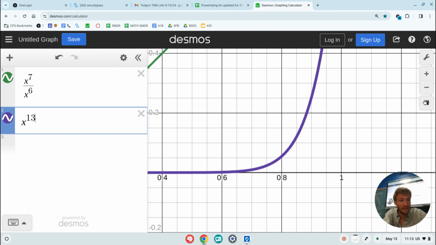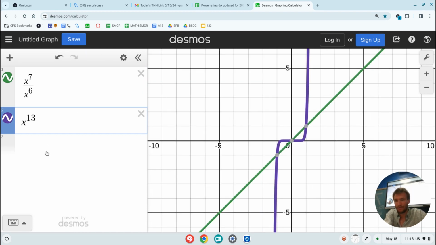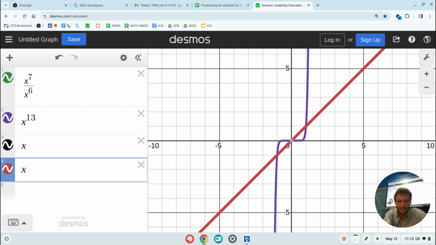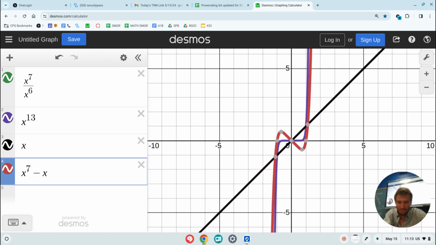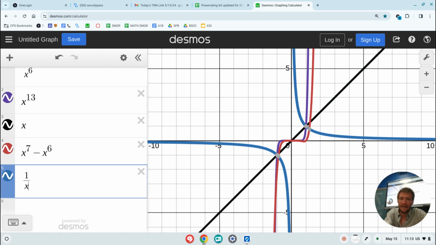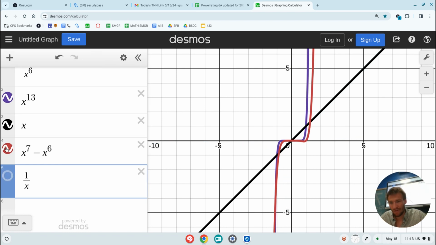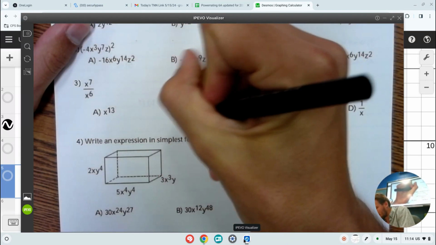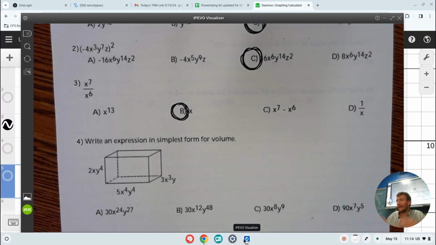I forgot to hit the home button. Home. X power 13 does not even look close at all. Letter B is x. Ooh, that looks pretty good. X power 7 minus x power 6. I don't like that at all. And then 1 divided by x. That doesn't even look close. So clearly blue is wrong, red is wrong, purple is wrong, and black is correct. So pretty easy question there. The answer is B.